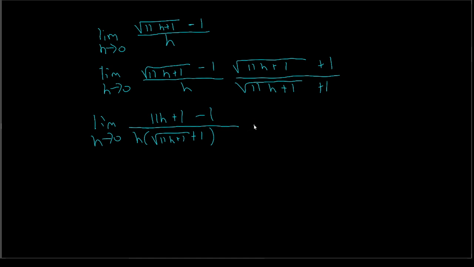Now upstairs, these two things are going to cancel out. So we have the limit as h approaches 0 of 11h over h times the square root of 11h plus 1 plus 1. And then what we'll do here is these h's will cancel, and I'll get 11 upstairs, and the square root of 11h plus 1 plus 1.